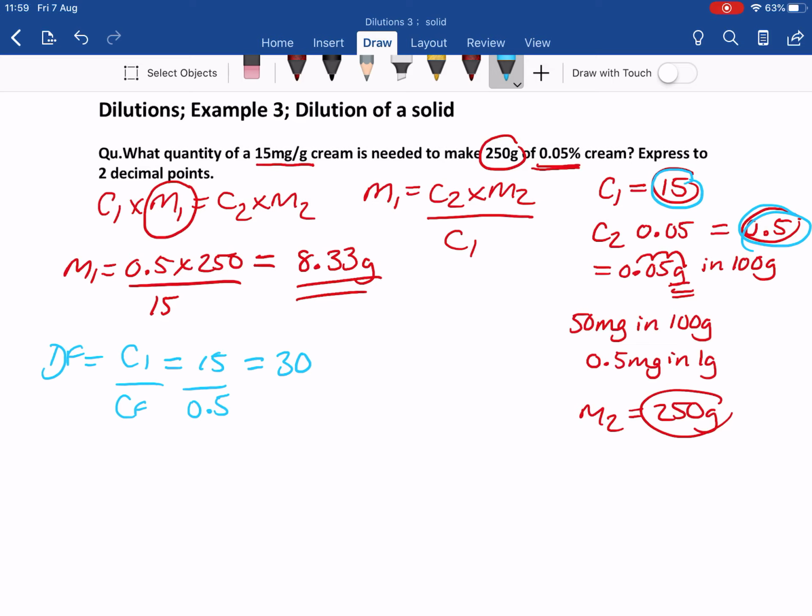But we've not stopped there, we need to calculate the amount of the product, the initial product that we're using. And so for that we need the final mass divided by the dilution factor, i.e. 250 grams divided by 30, which again to 2 decimal places works out at 8.33 grams.